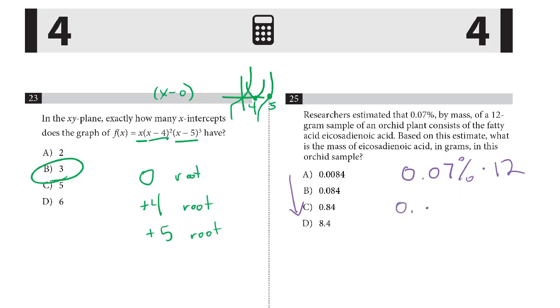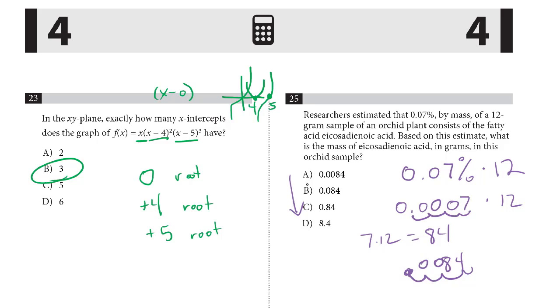0.07% in decimal form is 0.0007. I need to move the decimal two places to make a percent a decimal. That I multiply by 12. Well, one way to do decimal multiplication is just do 7 by 12, and that's 84. And then adjust my decimal places. So I'd adjust 1, 2, 3, 4 decimal places. So 84 becomes 0.0084.